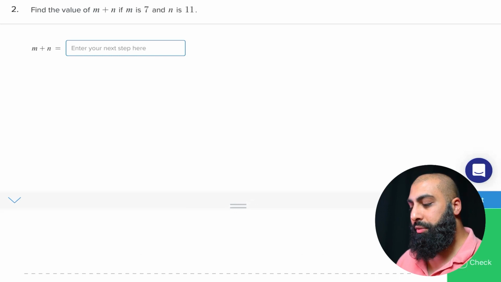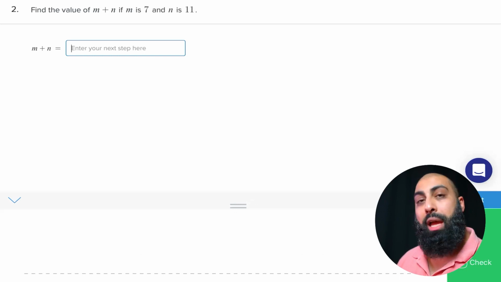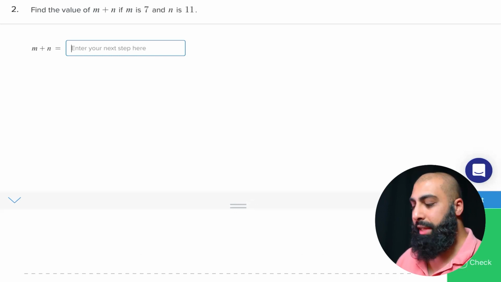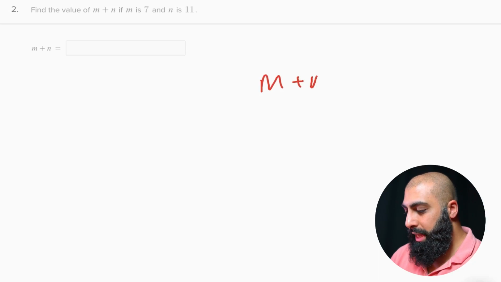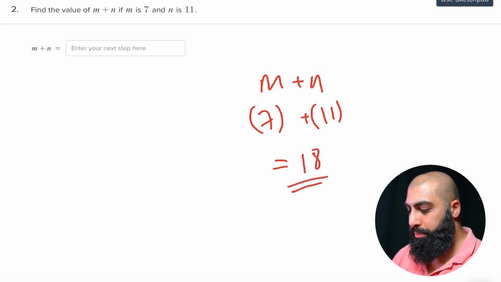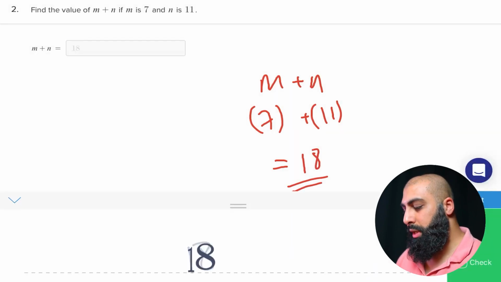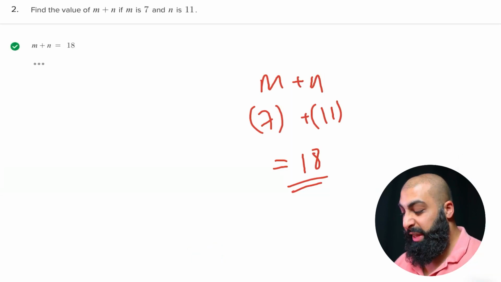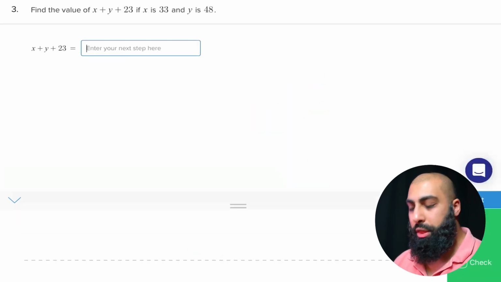Question 2 says find the value of m plus n if m is 7 and n is 11. So very simple. We're just going to do m plus n. We know m is 7 and n is 11, and we get the answer 18. Okay, so we're just going to put this into here. We should get the answer 18. Excellent. All right, let's go on to question 3.